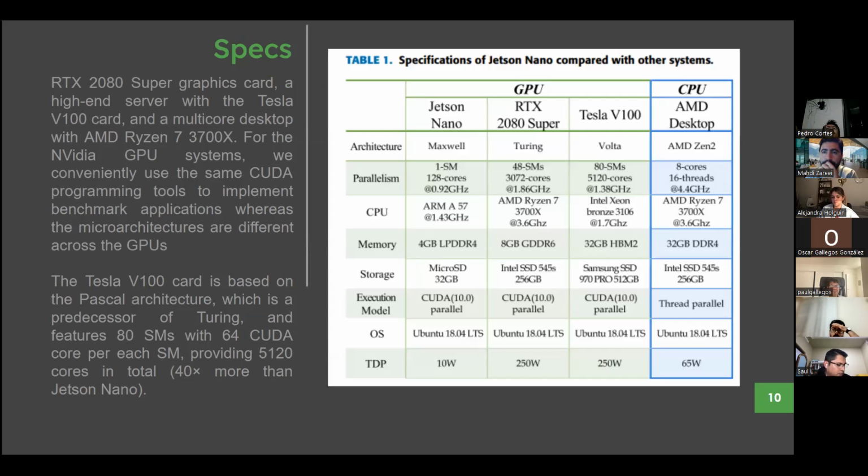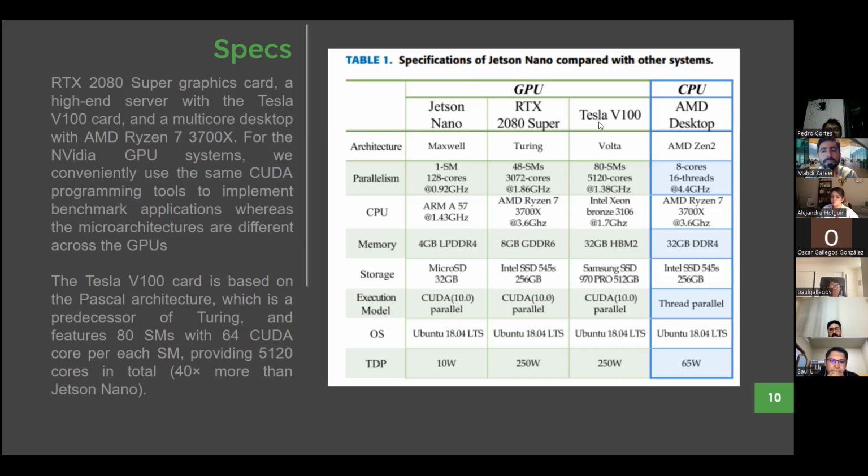So here are some very quick specifications for the devices that they will be using. And we have the Jetson Nano, which is the one that we just saw. The NVIDIA 28 Super, which is not the newest one. It's from 2 generations older than the newest one, but it's still pretty decent right now.